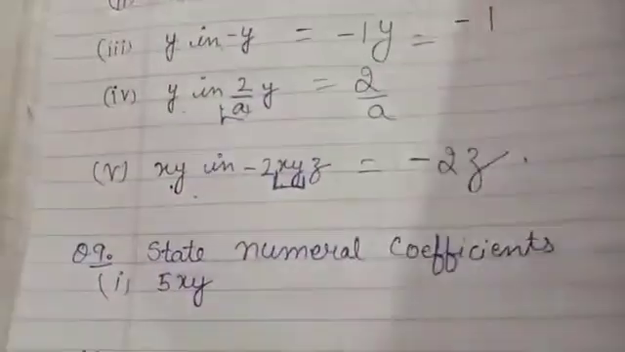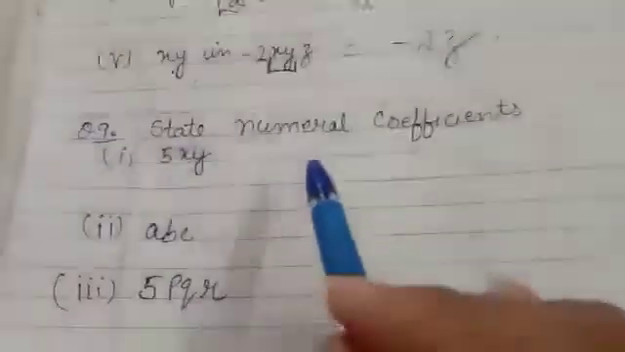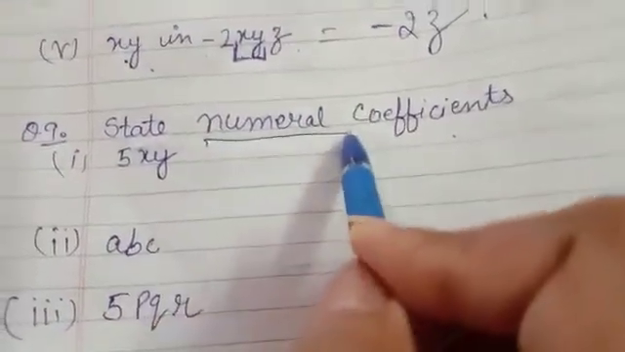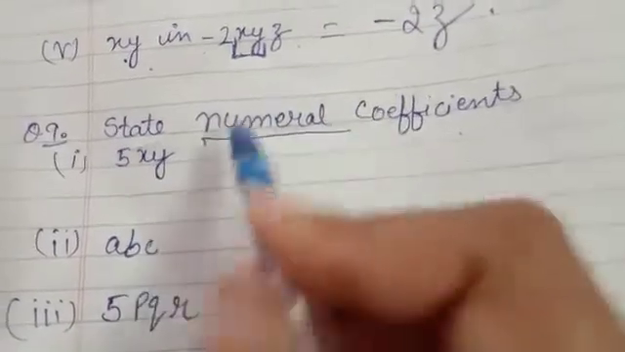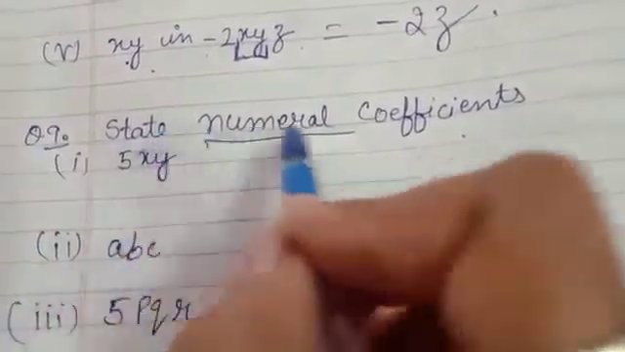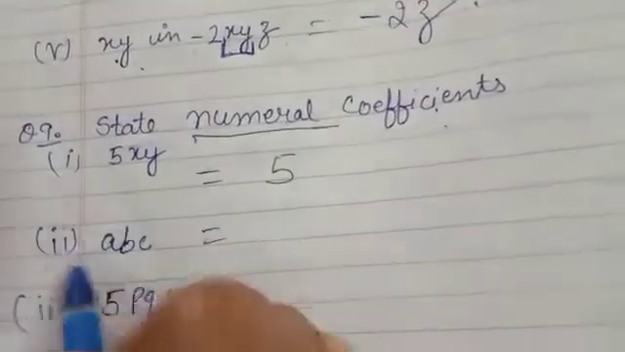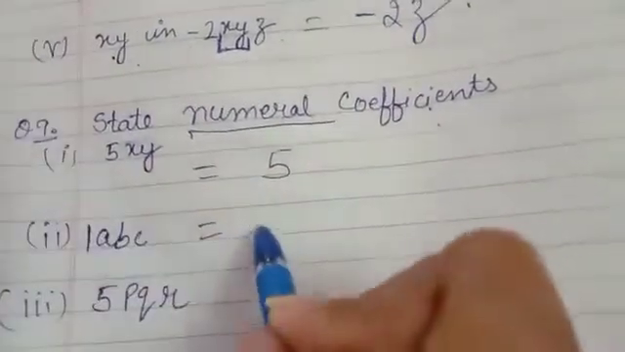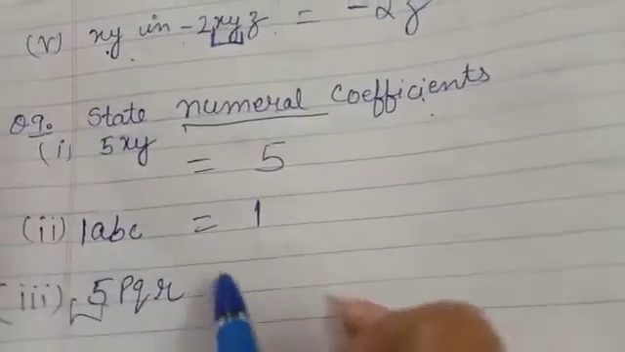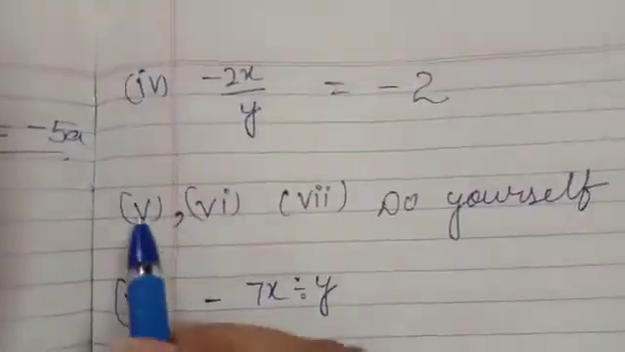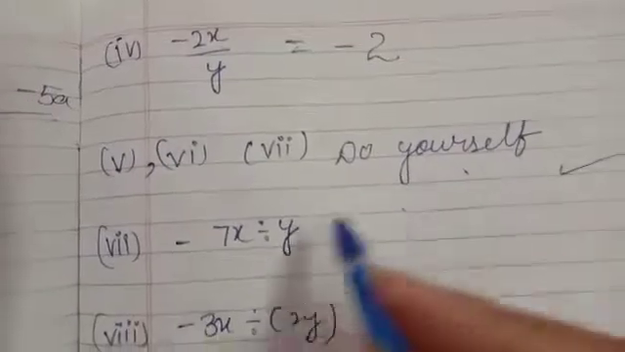So the next is question number 9. It says state the numeral coefficient. Numeral, I have told you that it's a numeric value, so we have to write only the numeric value here. State the numeral coefficient, that is 5. Here the numeral coefficient will be 1. Numeral coefficient will be 5. Numeral coefficient will be minus 2. Only the numeric value with sign. Other parts you can do by yourself now.